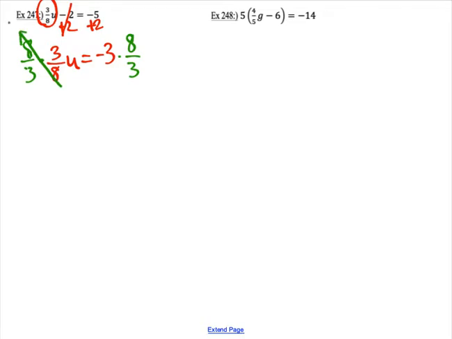This will give us 1u equals negative 3 times 8, which is negative 24. Divided by 3, we get negative 8. Our answer here is negative 8.